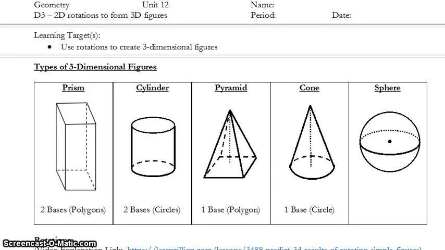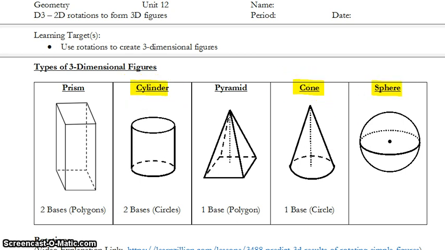So the last thing I want to talk about with two-dimensional figures is actually the introduction into three-dimensional figures. It's the idea that some of our 3D figures can be formed using rotations around a specific axis. Now, the three-dimensional figures we are going to study are the prism, cylinder, pyramid, cone, and sphere. Only 3 of those can be formed by rotating a two-dimensional figure, and those 3 are the cylinder, cone, and sphere.